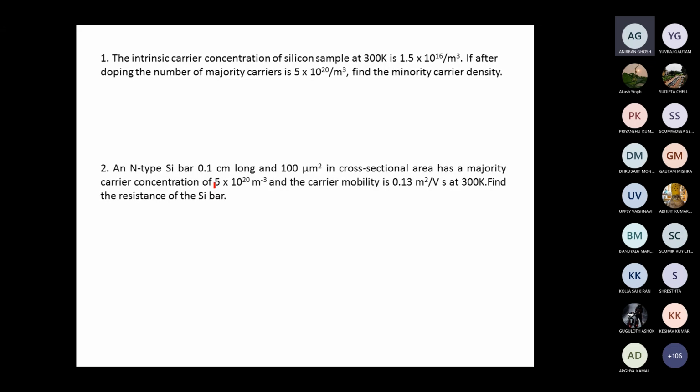Can you read this? The intrinsic carrier concentration is given. After doping, the number of majority carriers is given; find the minority carrier concentration. How to find it? Sir, Ni square divided by the majority concentration. Yes, Ni squared, which is 10 to the power 16 whole squared, divided by 5 into 10 to the power 20. What value is coming? 4.5 into 10 to the power 12. Fine. Okay, next one.